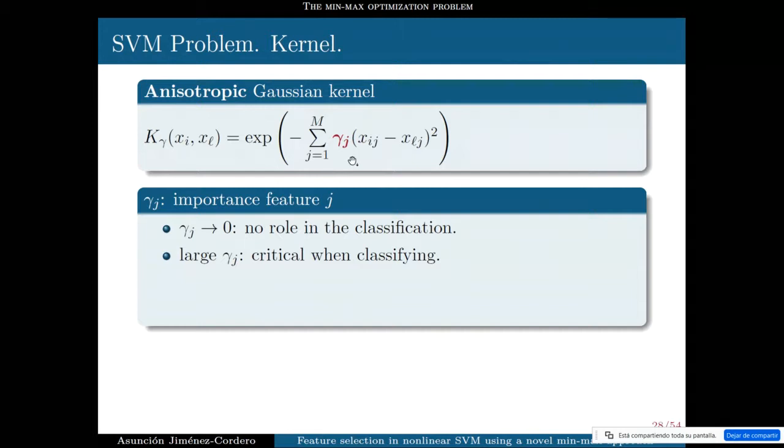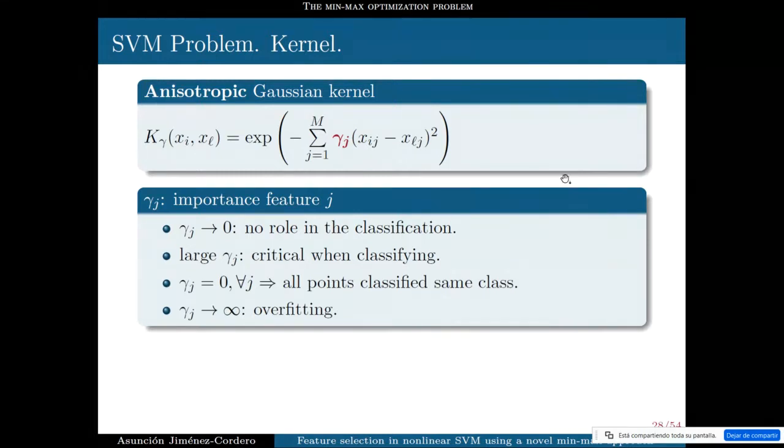So if gamma j tends to 0, that means that this feature plays no role in the classification. And if gamma is very large, that means that it's very important when classifying. But we have to be careful, because if all gamma are 0, then all points will be classified in the same class, and we don't want that. And if gamma j tends to infinity, then we will have overfitting.